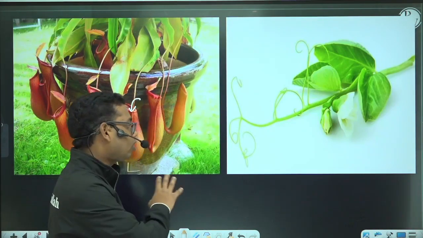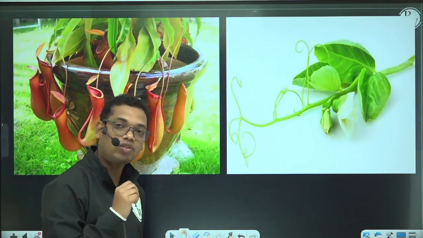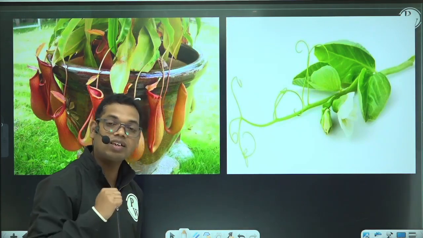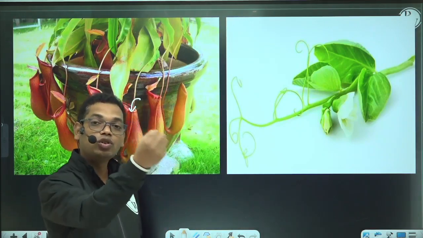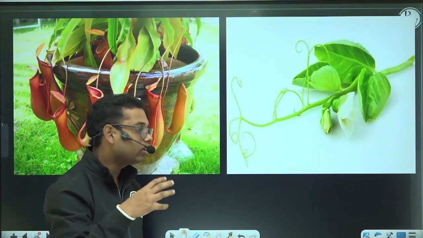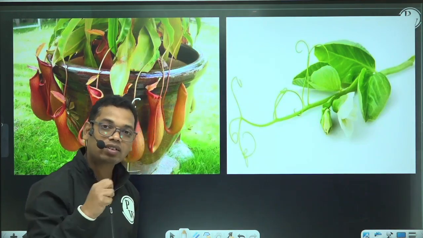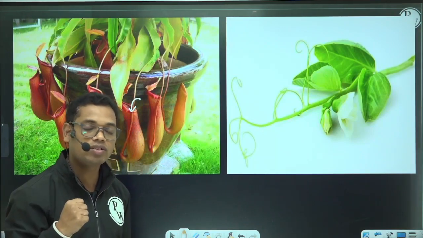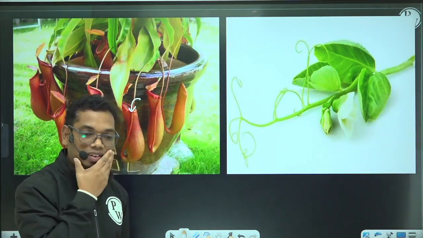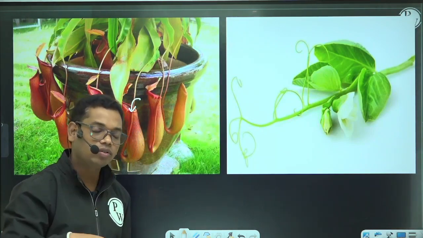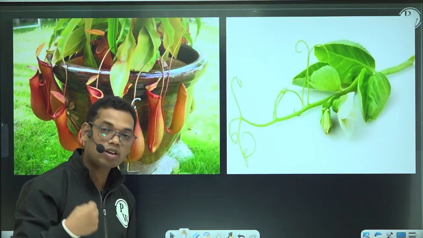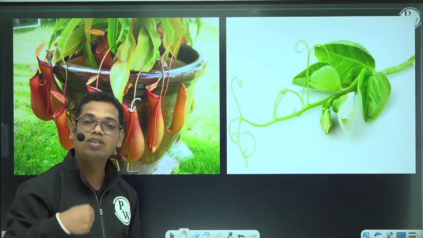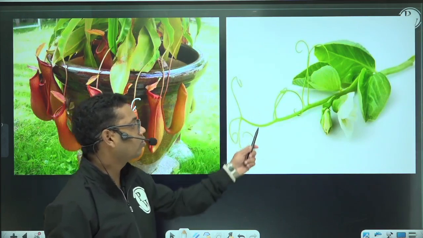Okay, and these plants grow in soil where the nitrogen content is very, very less, and to meet the requirement of nitrogen, they trap and digest the insect. Okay, and when the insects get digested, from the digested particles of the insect, they will use the nitrogen. Okay, and this is the tendril.